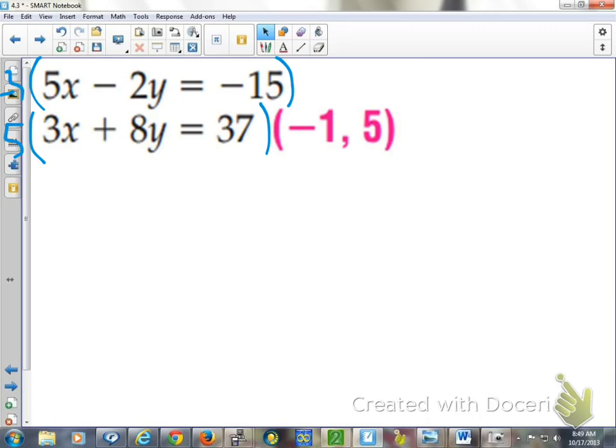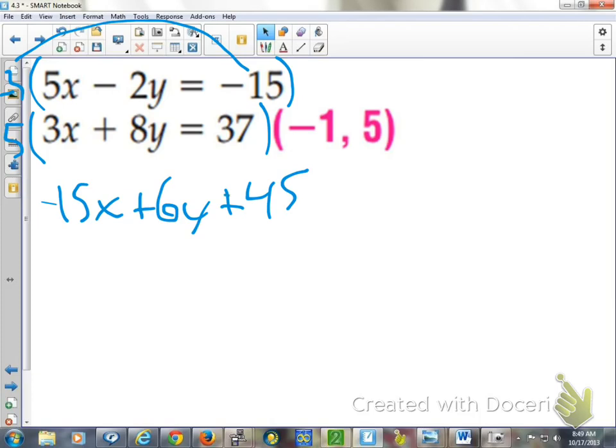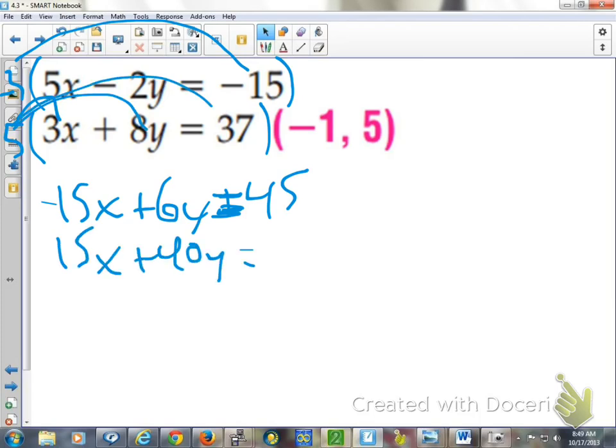So, multiplying the top one by negative 3, that's negative 15x. Negative times negative is positive 6y. Negative times negative is positive 45. Oops, that should be equals positive 45. 5 times 3 is 15x. 5 times 8 is 40y. And 5 times 37, so 185.